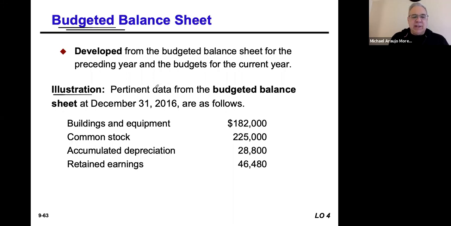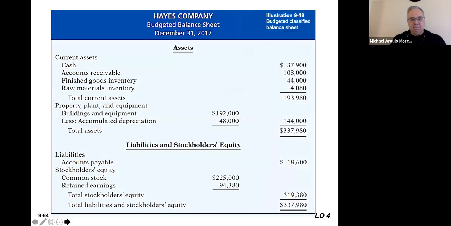So let's look at some data that's important to remember when we're putting together something called a budgeted balance sheet. It's going to be all based on these budgets and plans that they have. So at the end of December 31st, 2016, right, these were the balances in the accounts. We are going to be doing a budgeted balance sheet for December 31st, 2017, a year later. So clearly there's going to be changes in some of these accounts, as you'll see.